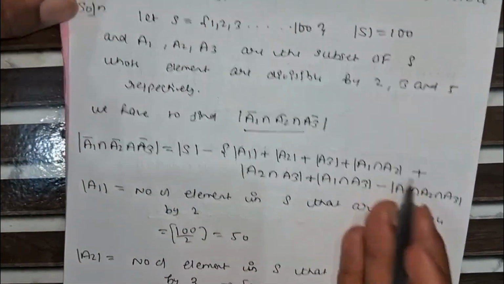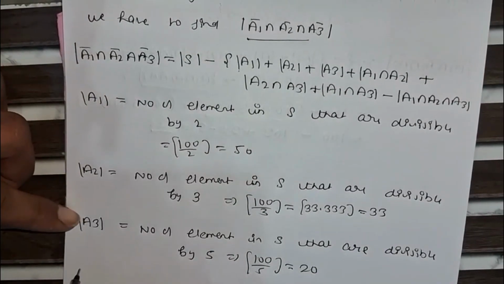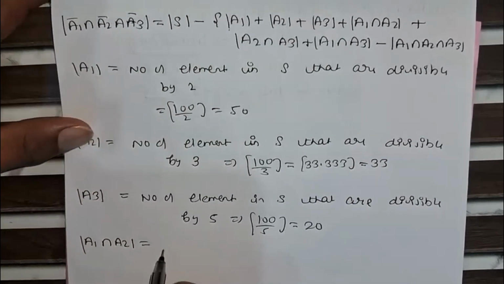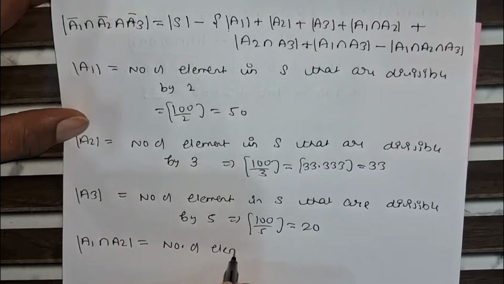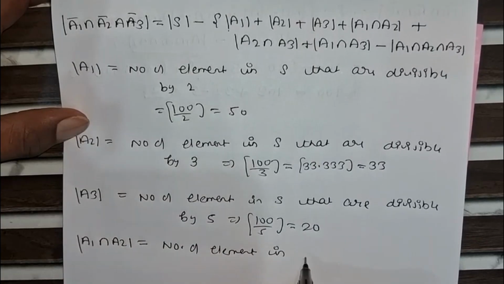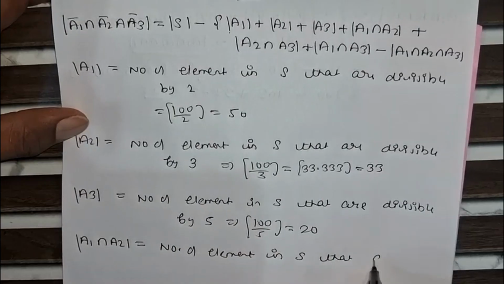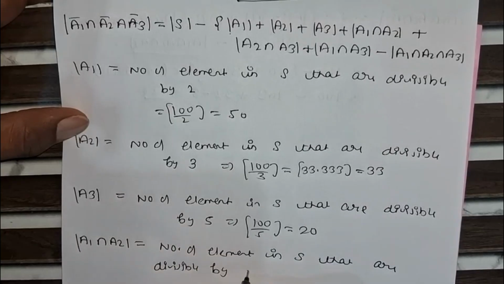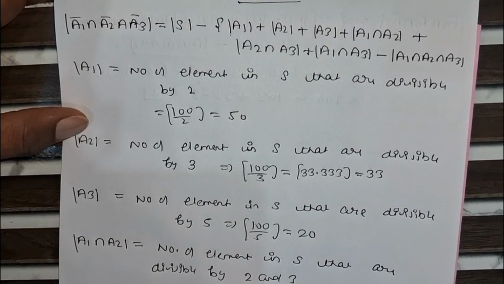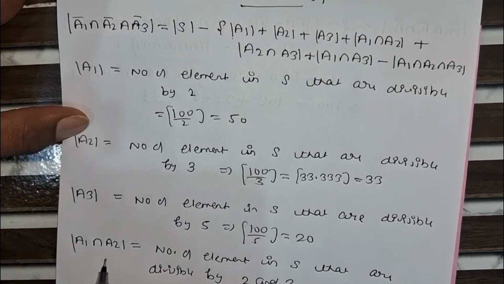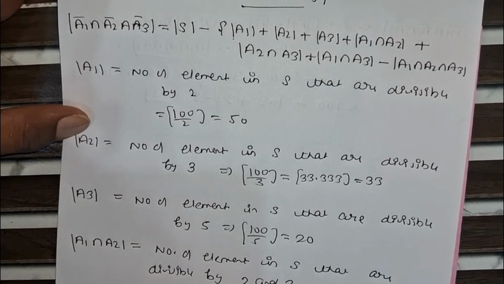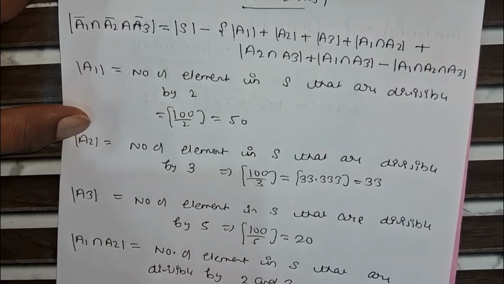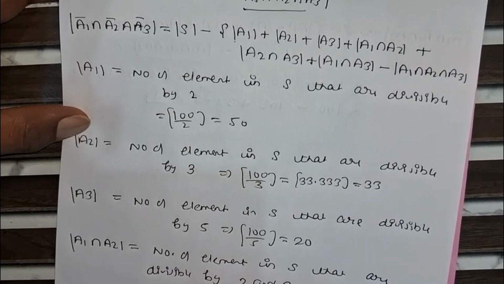Now go for A1 intersection A2. A1 intersection A2 equals the number of elements in set S that are divisible by 2 and 3. So in this case, for A1 intersection A2 we have to take the LCM of both 2 and 3. What is the LCM of 2 and 3? It is 6. So 100 divided by 6 equals 16.66. We can consider it as 16.